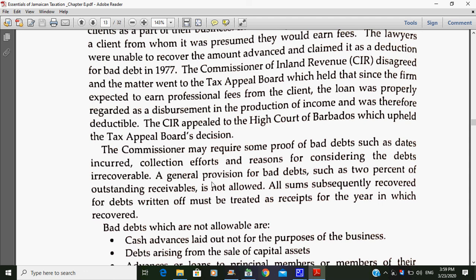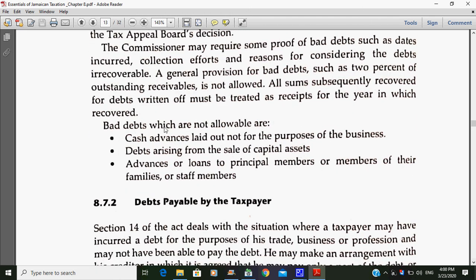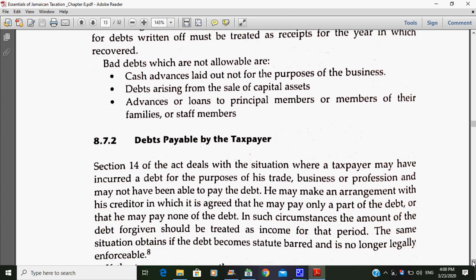A general provision for bad debts, such as 2% of outstanding receivables, is not allowed. All sums subsequently recovered for debts written off must be treated as what? Receipts for the year in which recovered. Bad debts which are not allowable are cash advances laid out not for the purpose of what? The business. Debts arising from the sale of capital assets. Advances are loans to the principal members, members of their what? Families or staff members. Next category is debts paid by taxpayer.